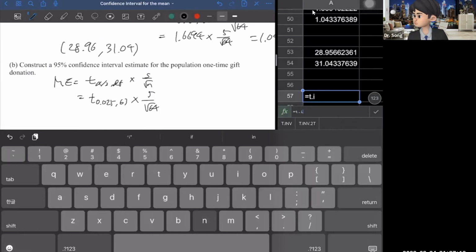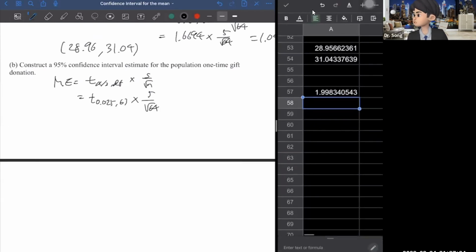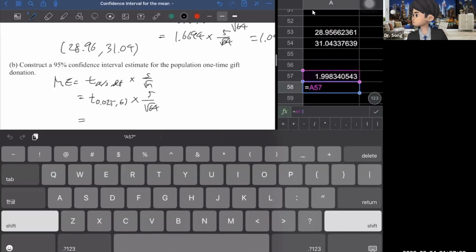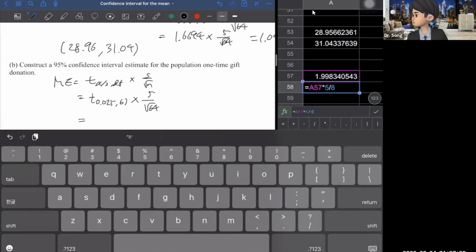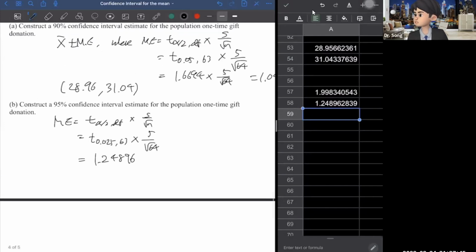T.INV, 0.975, and the degrees of freedom is 63. Press enter. Then we get the t critical value, which is 1.998 something. And then this critical value times 5/8. Then we have a margin of error, which turns out to be 1.24896 something.